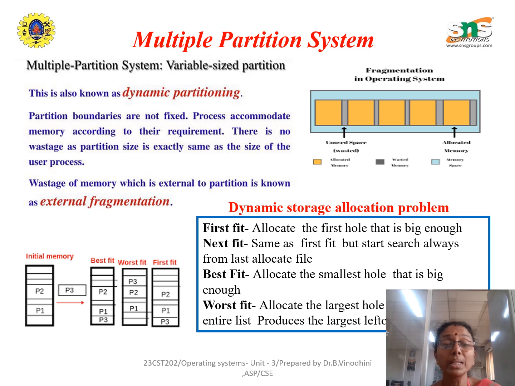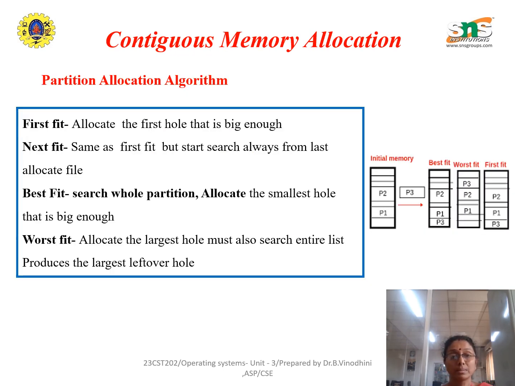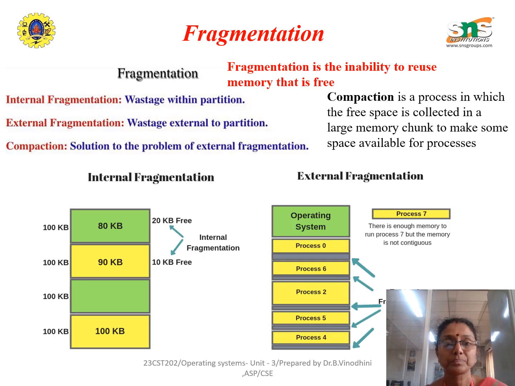So these are the dynamic storage allocation techniques used in multiple partition methods. These are the dynamic memory allocation algorithms. I already told that first fit means we search the given space and find the first available hole that is big enough. Best fit means search the entire list and find the smallest hole. Worst fit means search the entire list and find the largest hole.